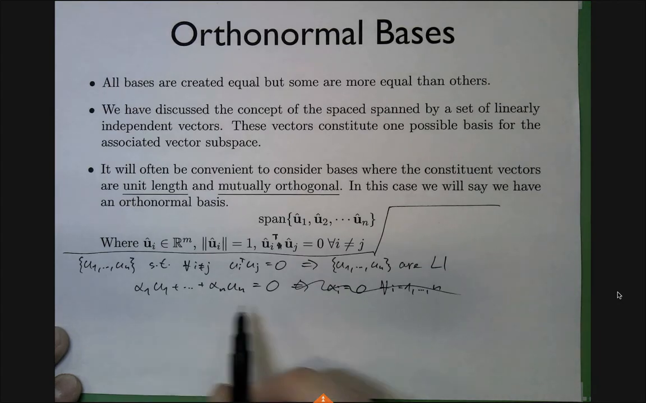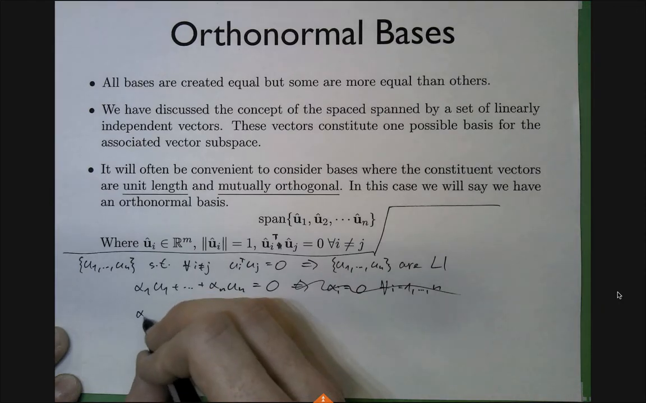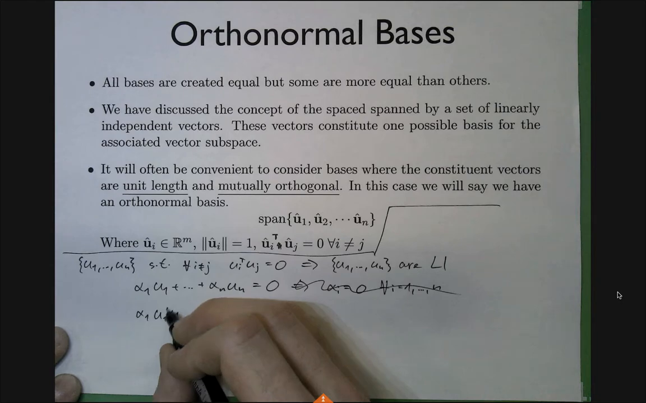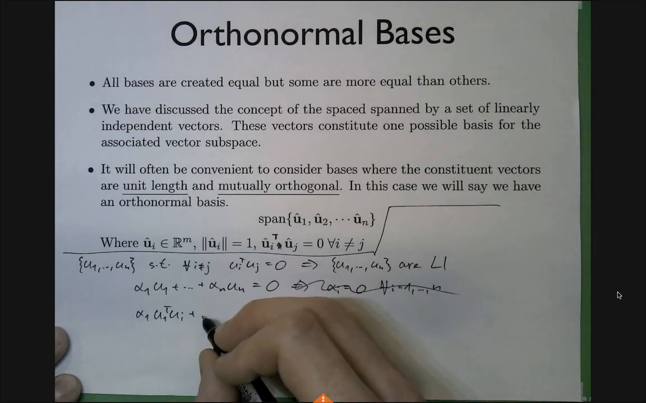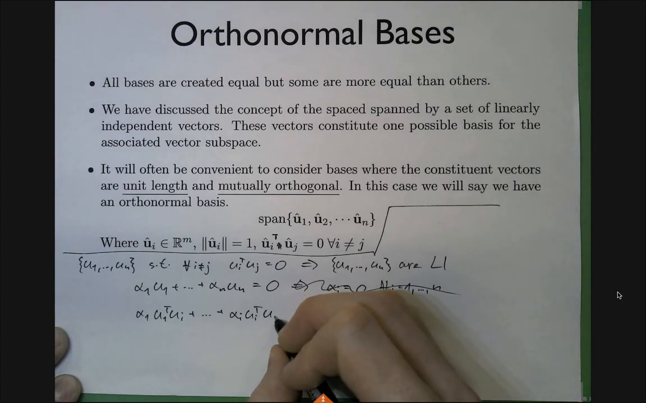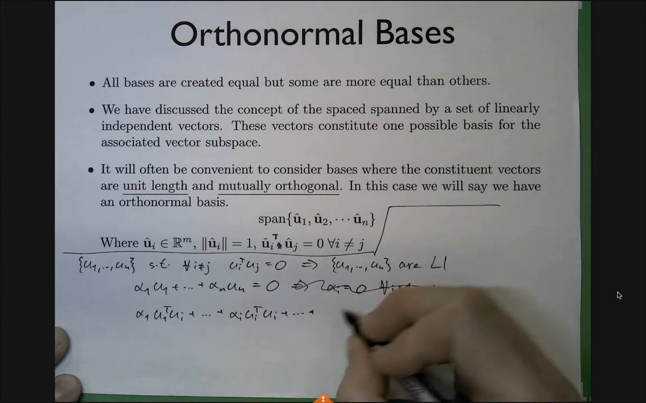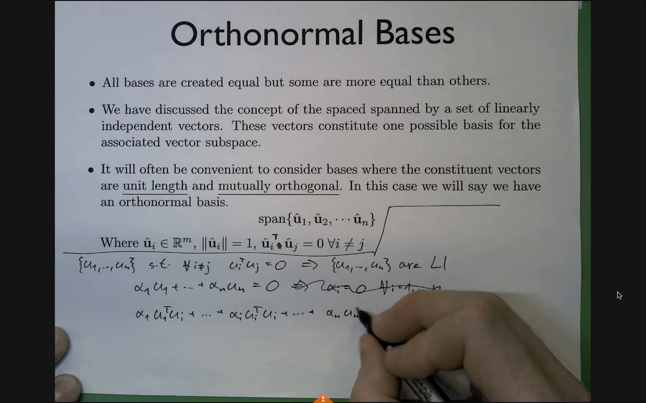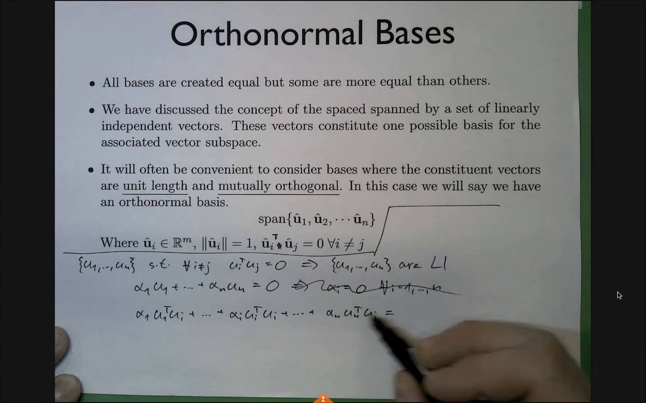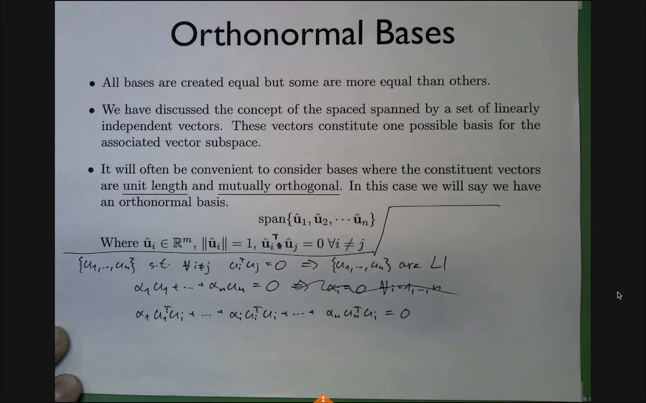All I need to do is dot product this whole equation with all the ui's, right? Do you see that? Because if I dot product this with ui, what will I get? I'll get alpha 1 u1 transpose ui, plus, here will be alpha i somewhere, ui transpose ui, plus up to alpha n, un transpose ui, equals, well, if I dot product 0 with anything, I certainly get 0, right? So I can just write there 0.